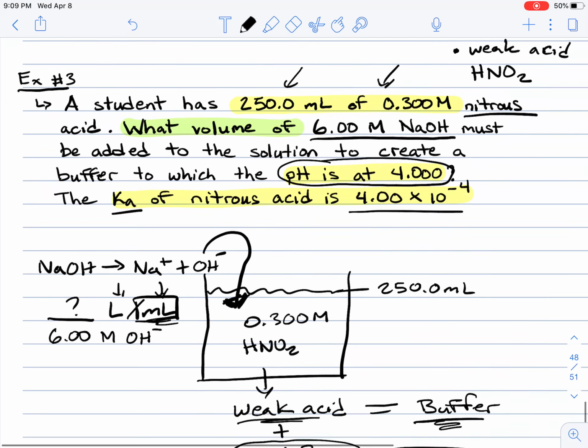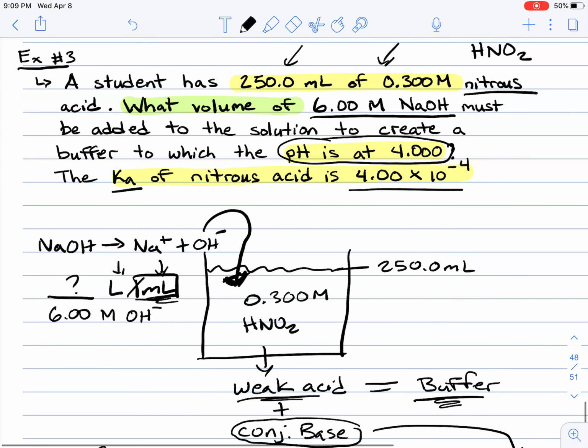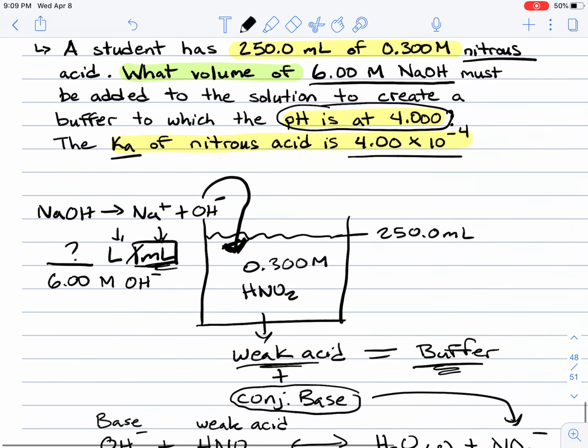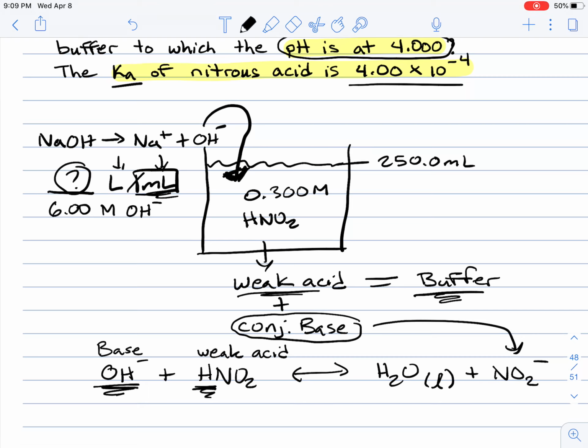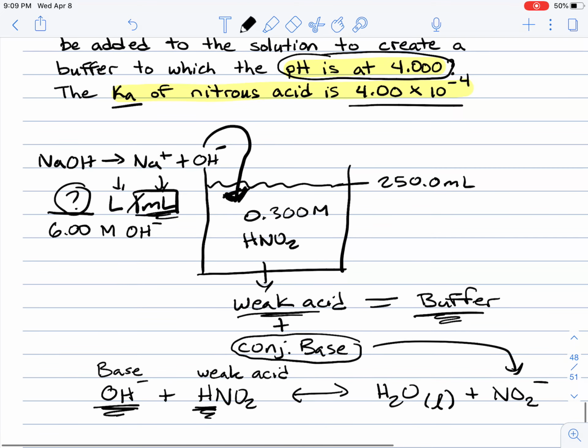All right, so now that we have an idea of what's going on here, we need to address this question. We need to figure out how much volume we have to use of sodium hydroxide so that we can get a buffer at a pH of 4. I'm going to go ahead and focus on this unit right here, molarity.